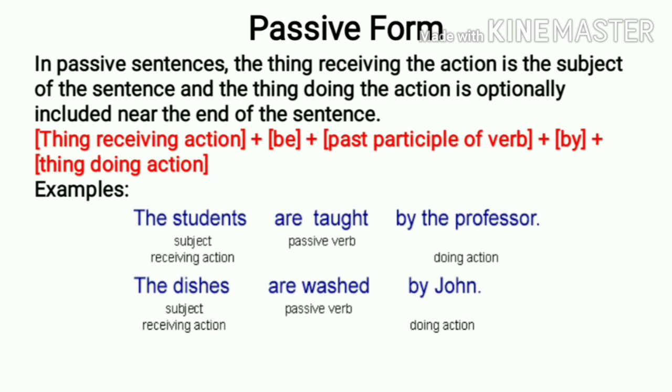Second sentence, the dishes are washed by John. John washes the dishes. It was in active form. Now the action of washing is received by the dishes. So in passive voice, receiving the action, the dishes are washed. Passive verb means helping verb plus past participle, and doer by John. So the dishes are washed by John, that is passive form.